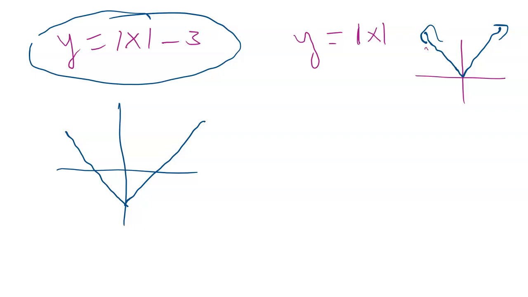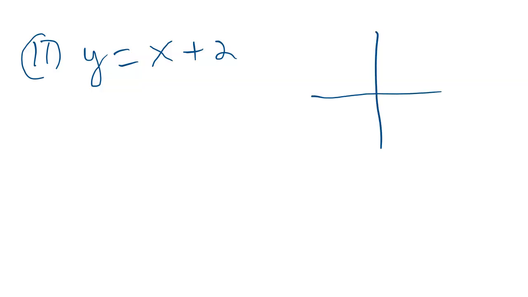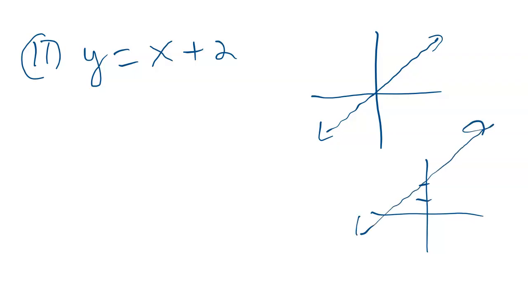Okay. Number 11, not very interesting. Number 11 is y is equal to x plus 2. Technically, you could say it either way, but this is going to shift up 2 units. Our original parent function looks like that, y equals x. So this is going to be shifting up 2 units. So then we have this.